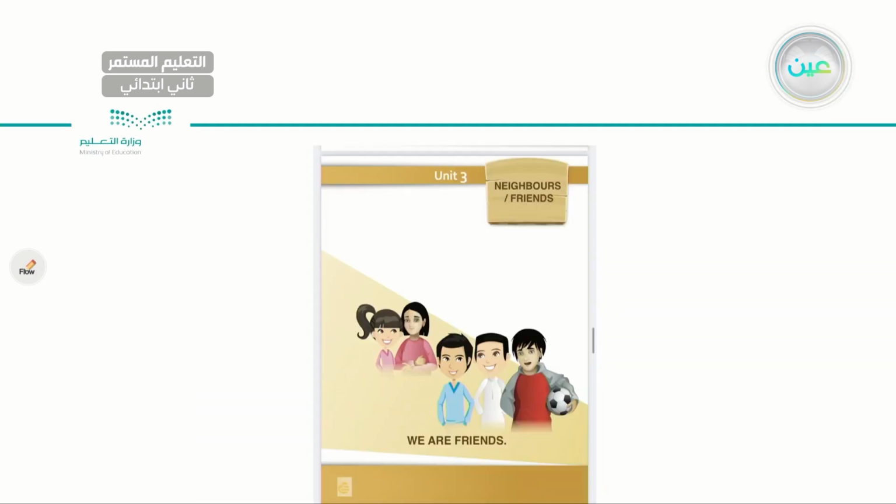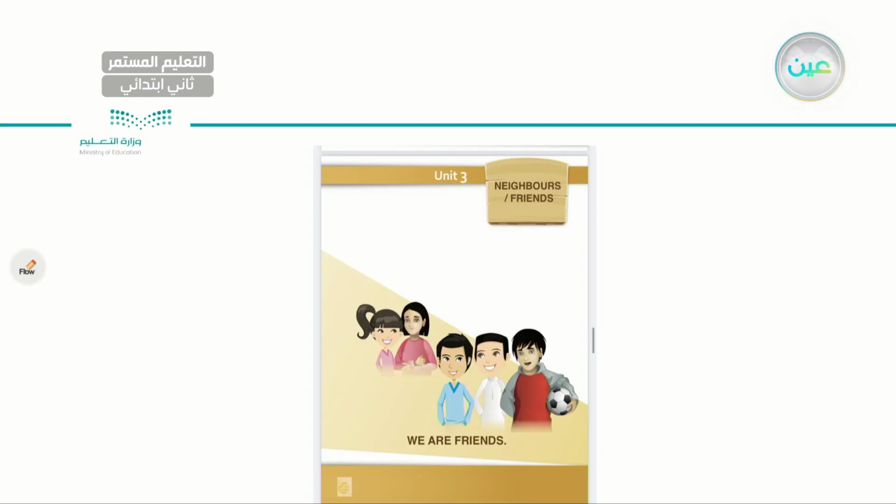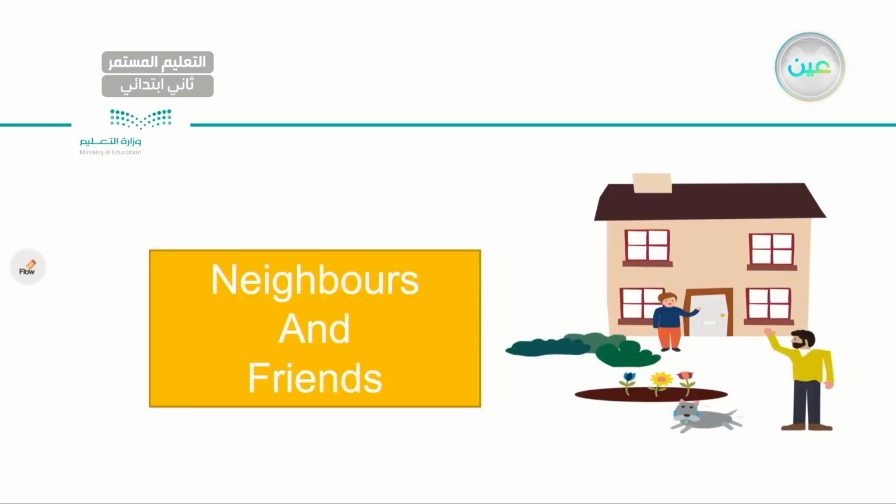So let's start. This is the cover of your unit number 3. As you can see here, I have a picture of different friends. Neighbors and friends are nouns, and they are plural. This is the name of our unit, and here I have a picture. A neighbor is waving and saying hi or hello to his neighbor.